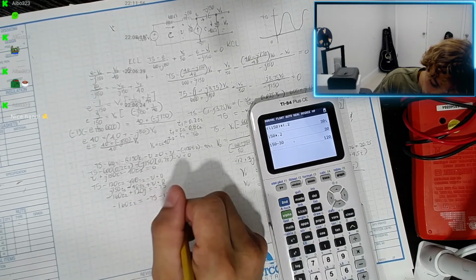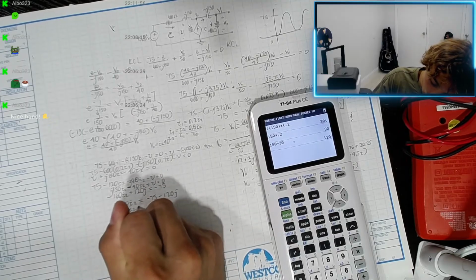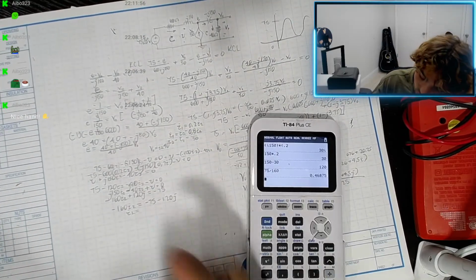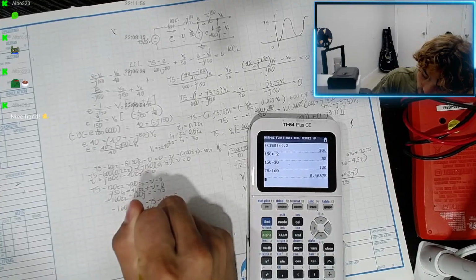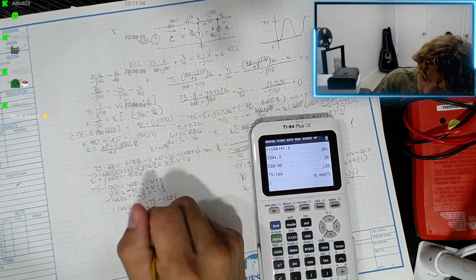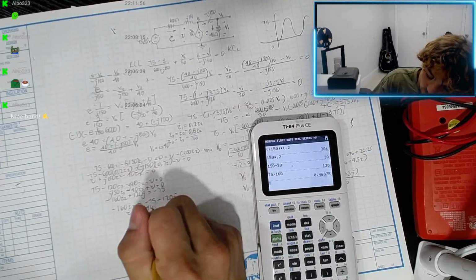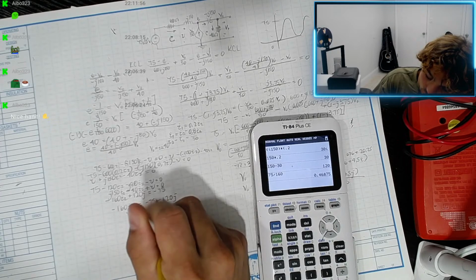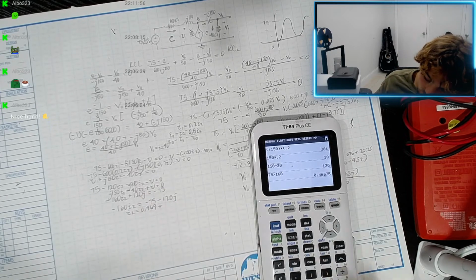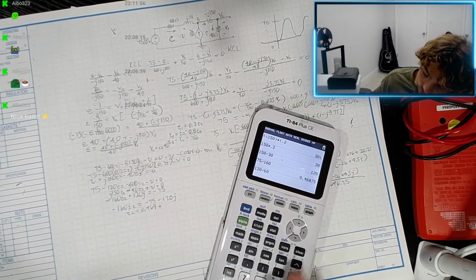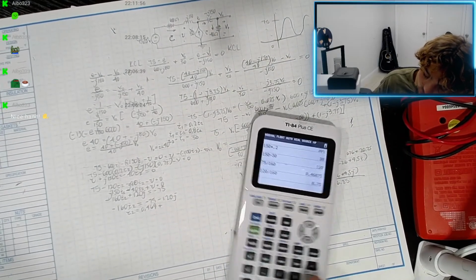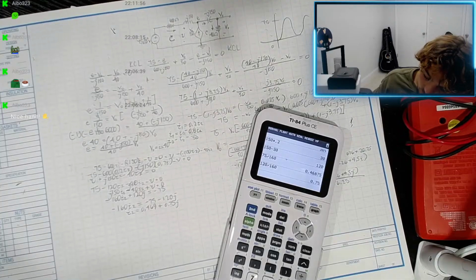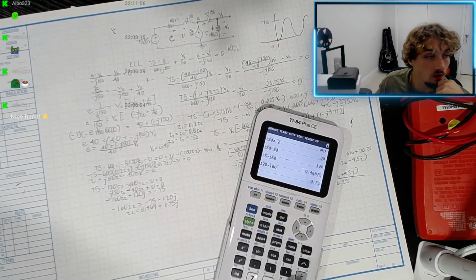So I2 equals 75 divided by 160, 0.468, let's call it 0.469, plus 120 divided by 160, which is 0.75j. Okay, I think we're on to something here.